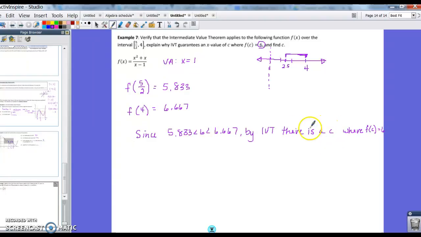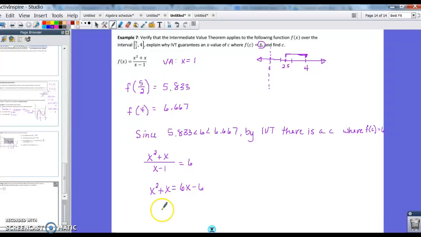The next thing we have to do is find the c value that is between 5/2 and 4, where f of c is equal to 6. So we're going to say x squared plus x over x minus 1 is equal to 6, and solve that. If we just cross multiply, we get rid of the fraction. So we end up with x squared plus x is equal to 6x minus 6. I just multiplied 6 times x minus 1.